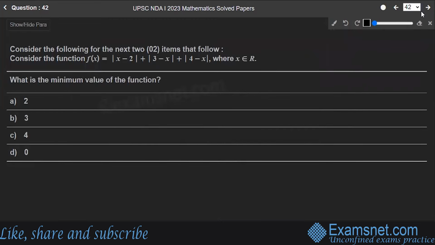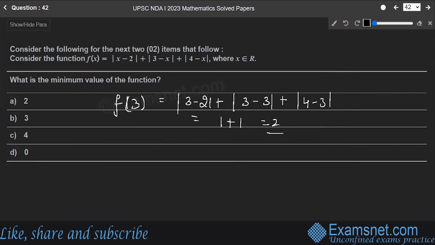Next is question number 41. So same question. What is the value of the function? See, at x is equal to 3. F of 3, we actually calculated in the last question itself. It came out to be 2. Let's do it again over here for this question. So 3 minus 2 plus 3 minus 3, 4 minus 3, which is equal to 1 plus 1, that is 2. So option A is the correct answer.